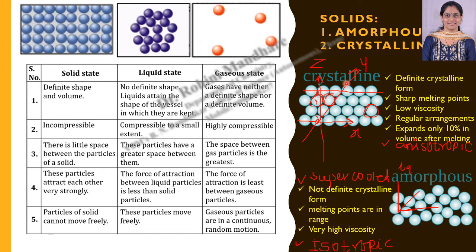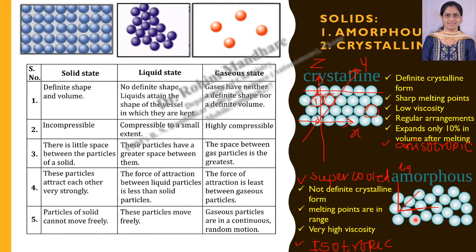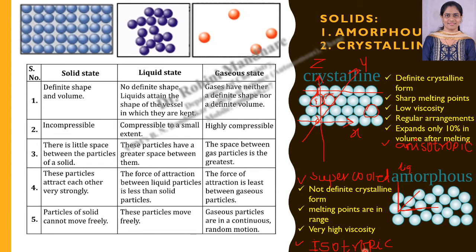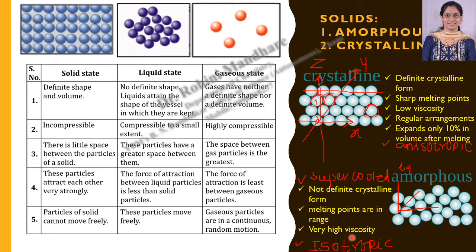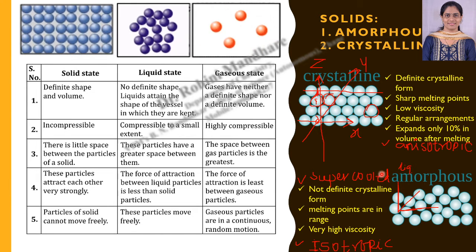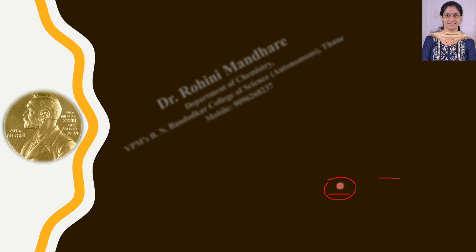Then for amorphous solids, we saw that they do not have a definite geometrical arrangement, so therefore melting points come in a range, and they have very high viscosity, and they are isotropic. The meaning of anisotropic and isotropic also we have seen. Amorphous solids are also called supercooled liquids. Amorphous compounds are also called supercooled liquids.